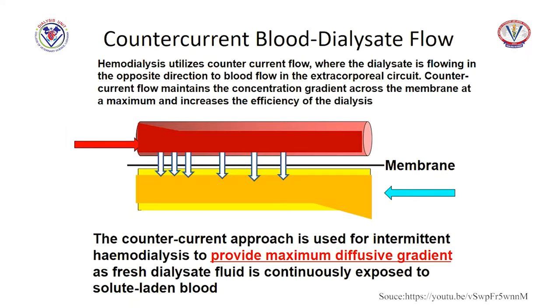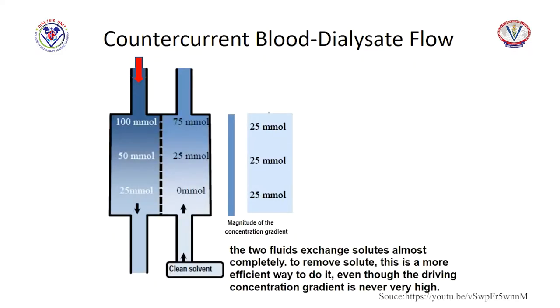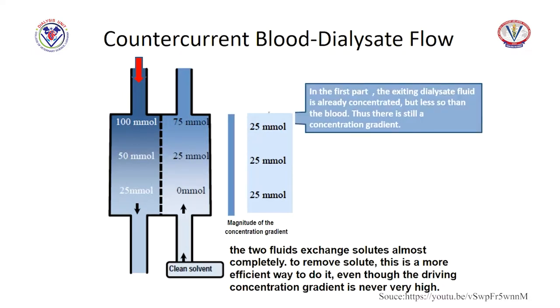This approach is used for intermittent hemodialysis to provide maximum diffusive gradient and maximum removal of uremic toxins, as fresh dialysate fluid is continuously exposed to solutes, uremics, and toxins laden in blood. The countercurrent blood dialysate flow. We find that in the first part of the blood entry, the dialysate fluid is already concentrated, but it is less concentrated than the blood. Thus, there is still a concentration gradient.